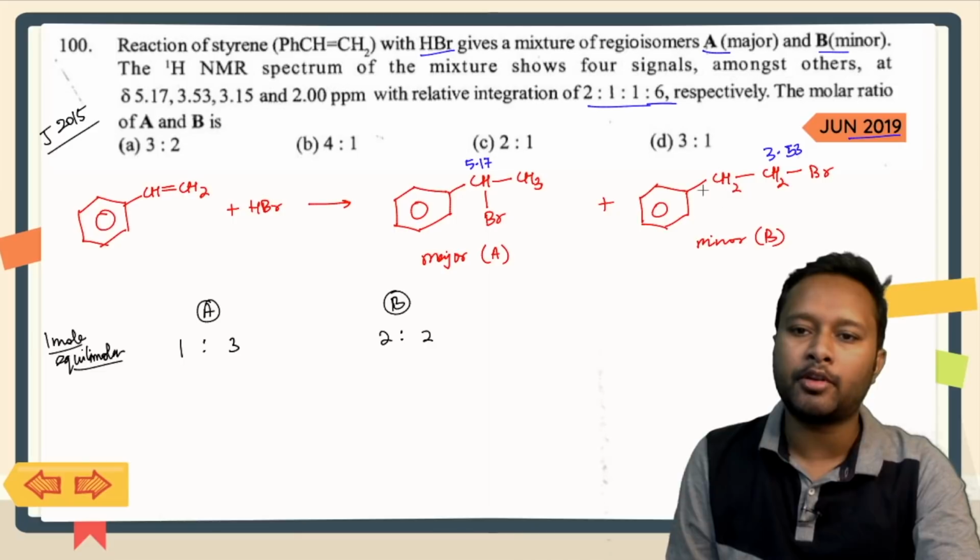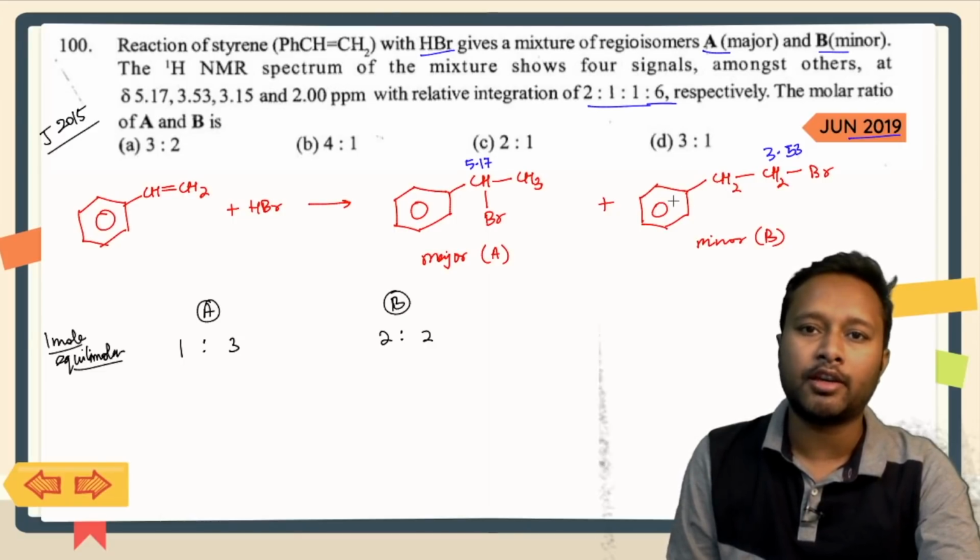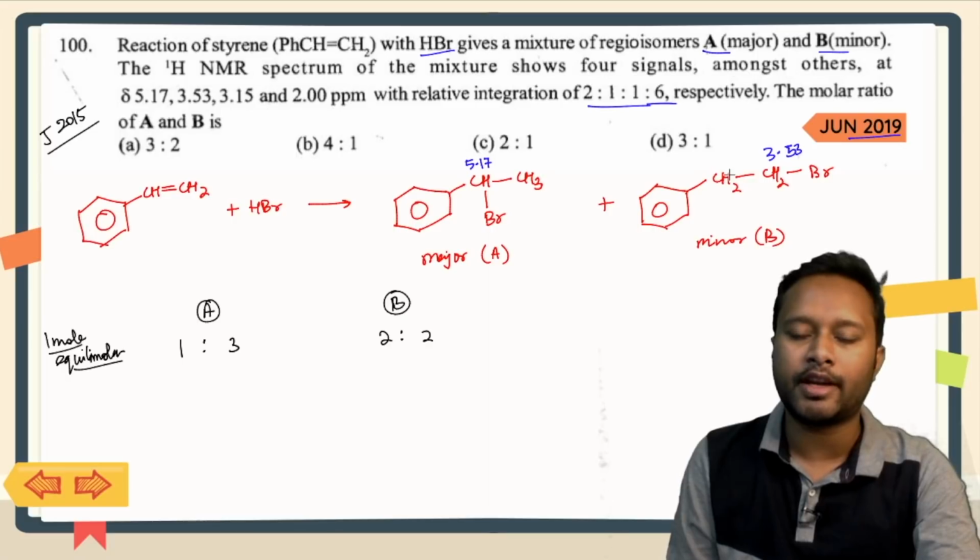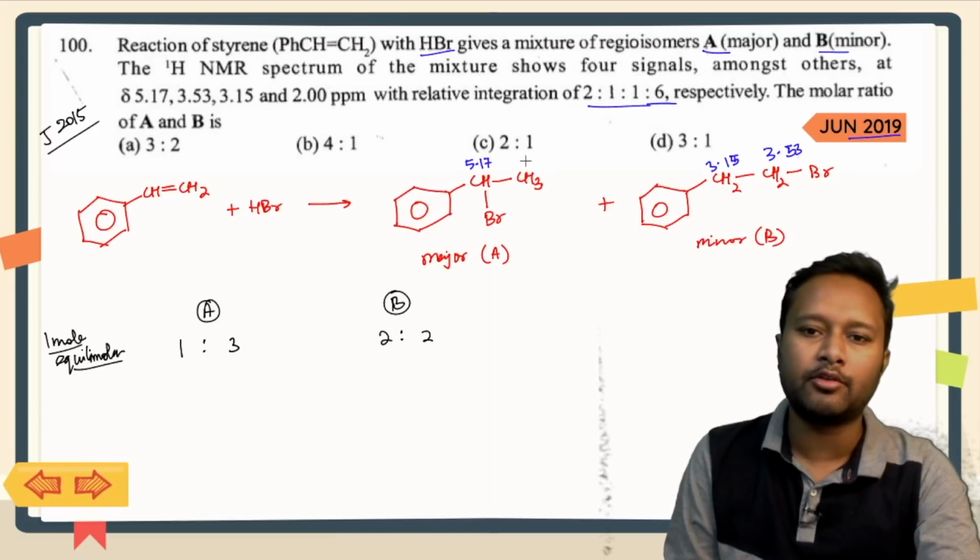This methyl group or this CH2 group being attached to a phenyl ring is again going to behave as an electronegative part for this, making this particular CH2 de-shielded, or these hydrogens de-shielded, so that's why its value will be 3.15. Talking about this methyl group, it will be like 2.0. So I'll just write down here.